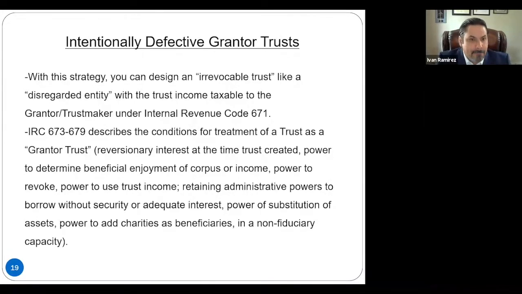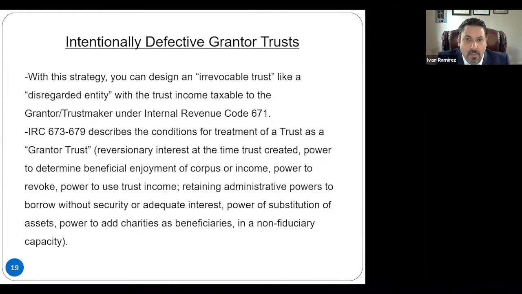So again, a typical example of what we've done with our clients: parents want to set up an irrevocable trust for their grandkids. They want to invest in a portfolio of investments with a financial advisor for the benefit of the grandkids. But they want to pay the income taxes on that trust as long as they're alive, as the grandparents are alive. So we use the code provisions to create an intentionally defective trust for income tax purposes so that the grandparents, the trust makers, can pay the income taxes as long as they're alive, okay? Because they want the grandkids to enjoy the money tax-free. So this is one example of how we can design an intentionally defective grantor trust to make things less complicated and let the money grow for the benefit of the grandchildren, right?